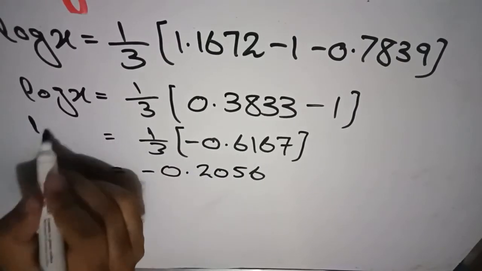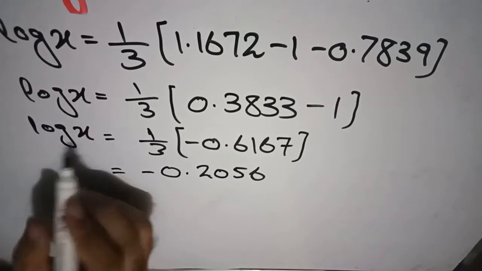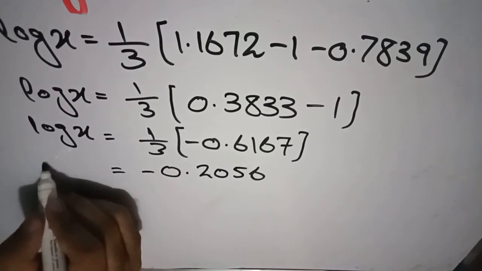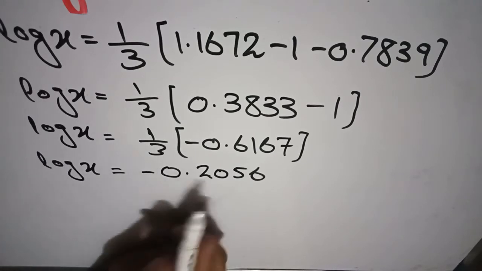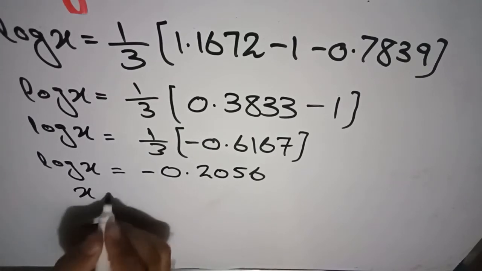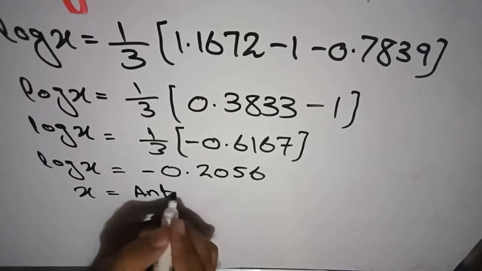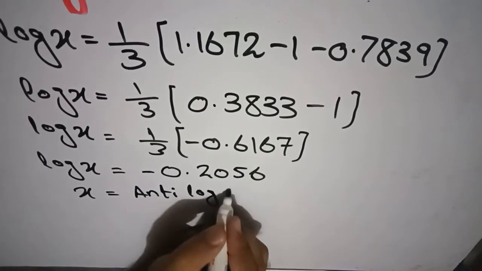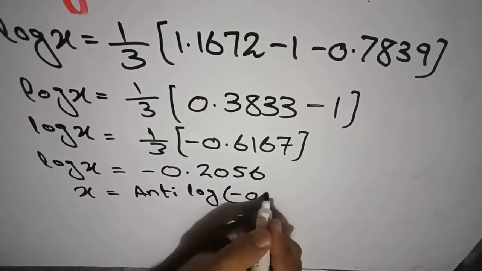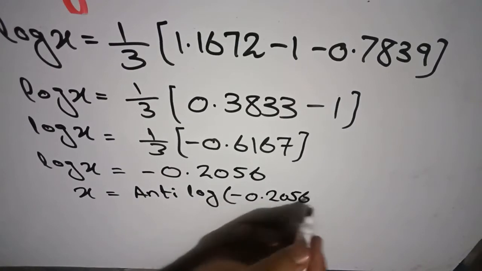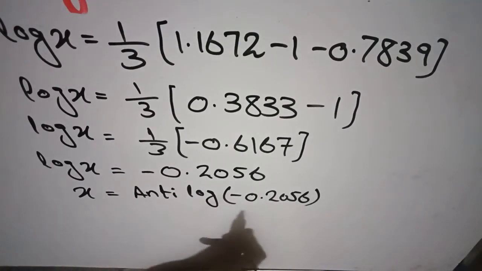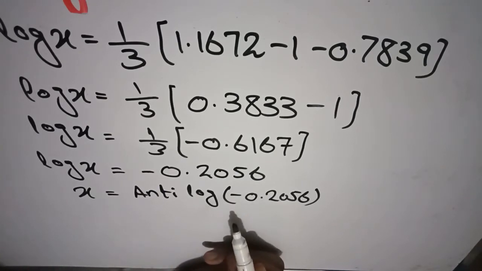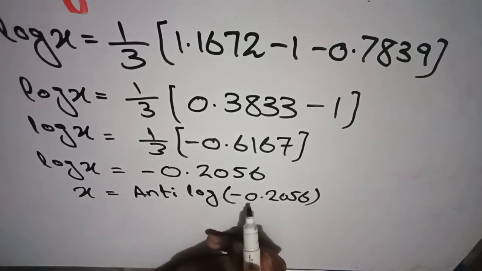Okay, now we have to find the value of x. Now take the antilog of both sides. When you take the antilog of both sides, there will remain x, and here you are writing the antilog of 0.2056. Simply, to find the antilog, you have to see that there should be a non-zero digit before the point.